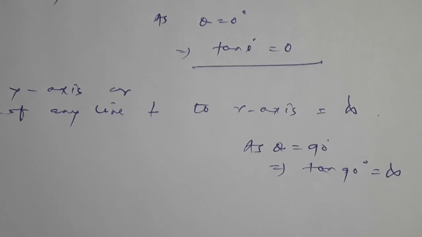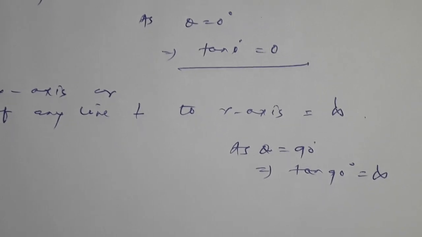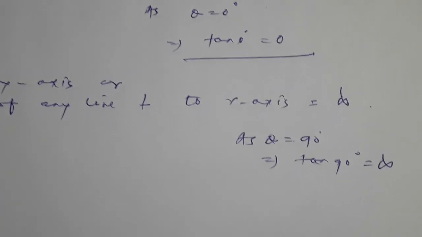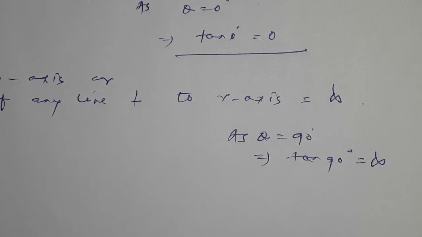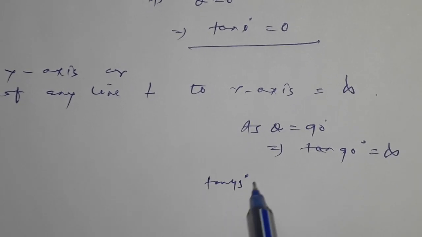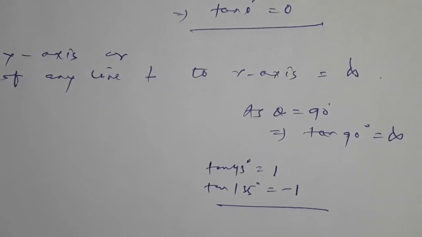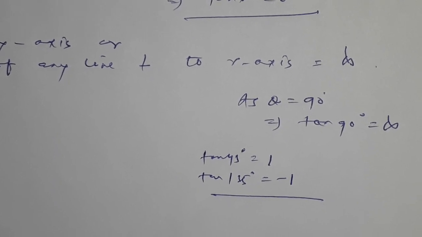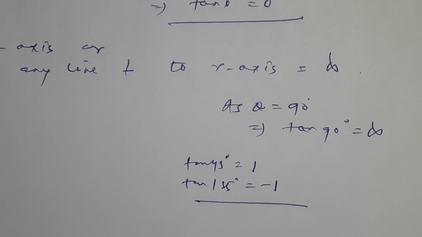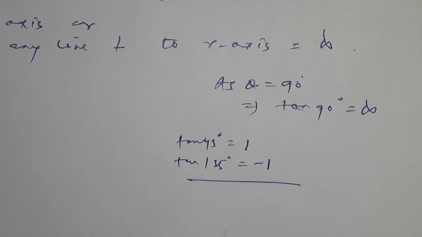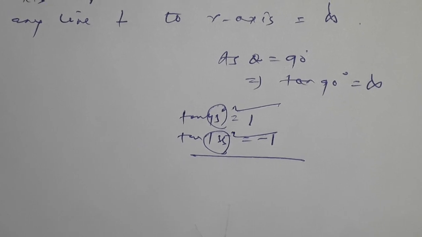Also, the slope of a line equally inclined with x-axis is +1 or -1 as it makes 45 degree or 135 degree with x-axis. Tan 45 degree equals 1 and tan 135 degree equals -1. Therefore, the slope of a line equally inclined with x-axis is +1 or -1 as it makes 45 degree and 135 degree with x-axis.